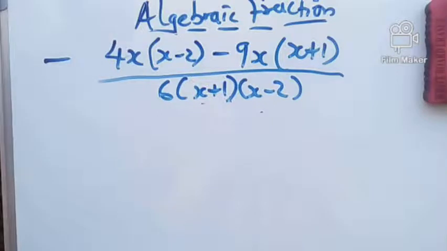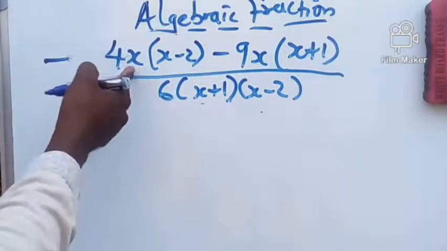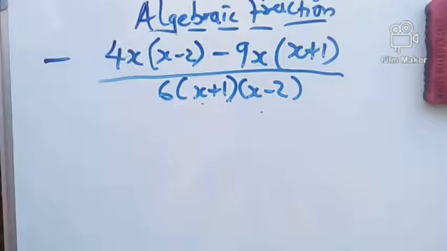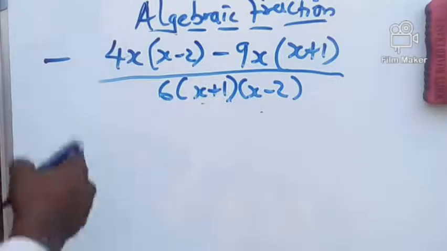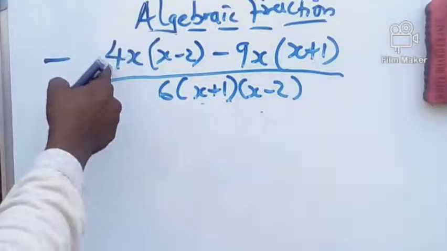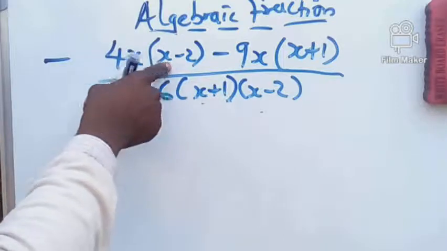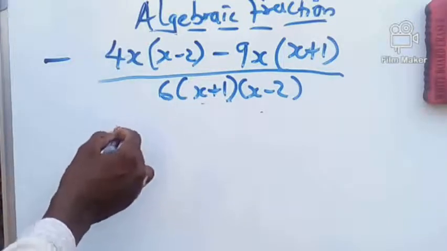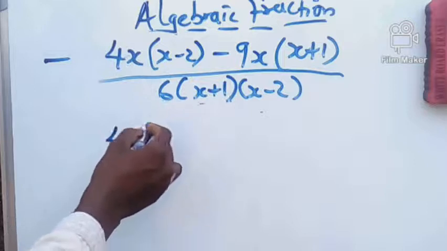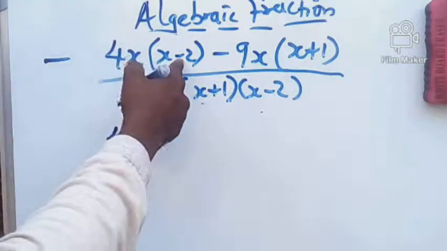So to simplify the numerator, what we do is simply take what is inside and multiply whatever we have in there. So let's go ahead and do that. To simplify the operation, 4x multiplied by x. Here we have 4x squared.